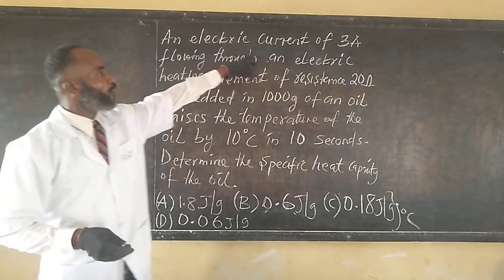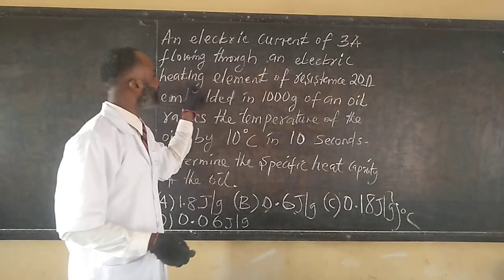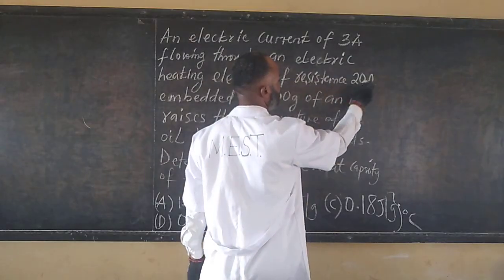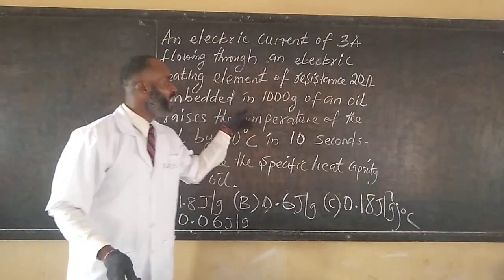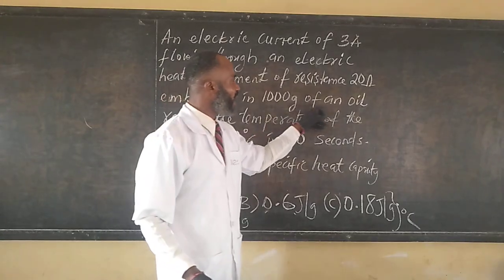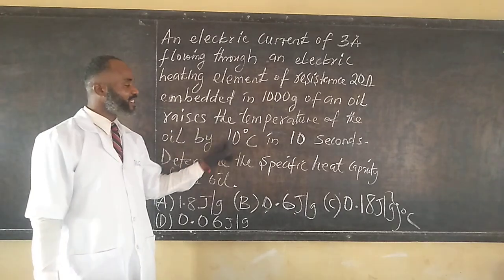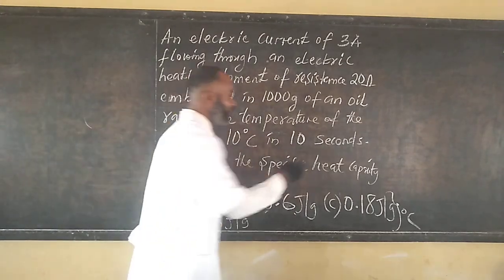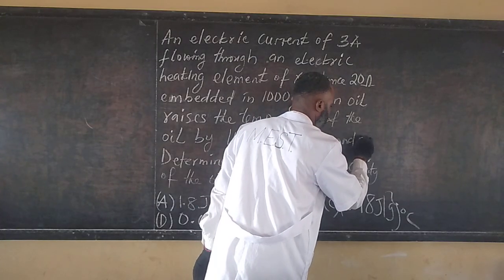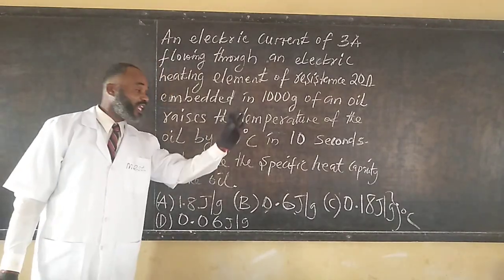An electric current of 3 amps flowing through an electric heating element of resistance 20 ohms, embedded in 1,000 grams, I repeat, 1,000 grams of an oil, raises the temperature of the oil by 10 degrees Celsius in 10 seconds. Full stop. Determine the specific heat capacity of the oil.